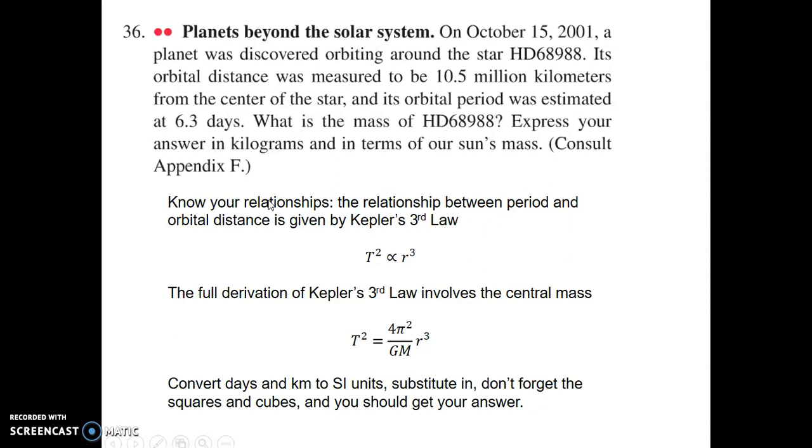When we study this topic, in fact any topic in physics, we need to know the relationships very well. You know that the relationship between the period and the orbital distance is given by Kepler's third law: T squared is proportional to R cubed. When you derive Kepler's third law, it involves the central mass, so the full expression is T squared equals 4 pi squared over GM times R cubed. Once we know T, R and G, and of course pi and 4, we can find M. Once you see how this is done, it is actually very easy.